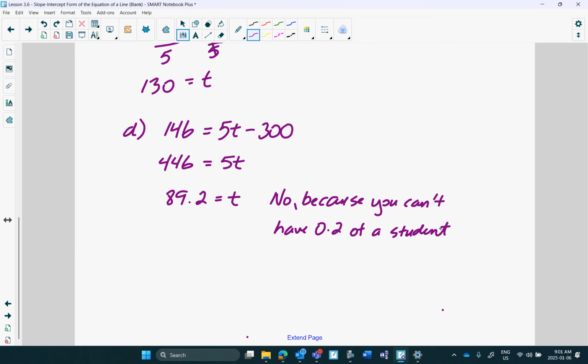Big thing I want you to get out of this lesson is how to graph using this formula. That's what I want for now. But we are going to do more word problems.